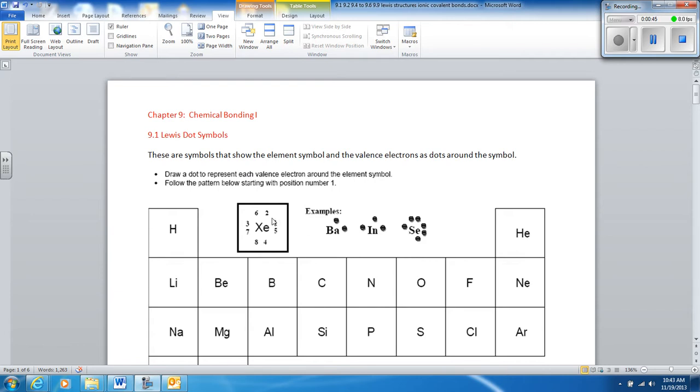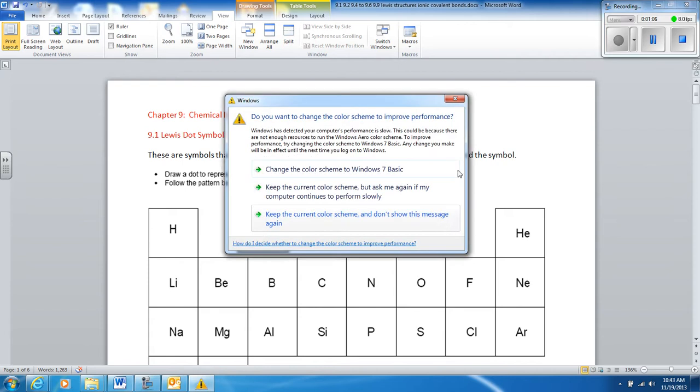As you draw in your dots, you would draw the first dot. It doesn't actually matter where you start, but you draw one on each side, and then you start doubling them up. So you'd go 1, 2, 3, 4, 5, 6, 7, 8. And you see they line up along the sides. Okay. If we had 8 electrons around an element, we would call that an octet. That will come in later.